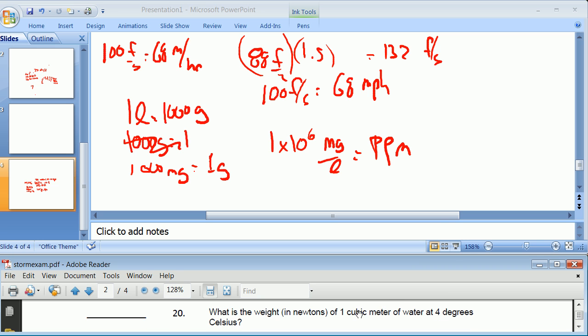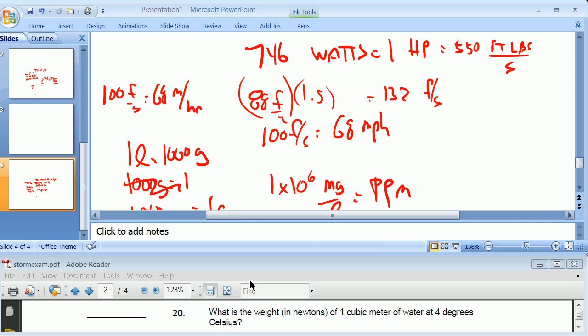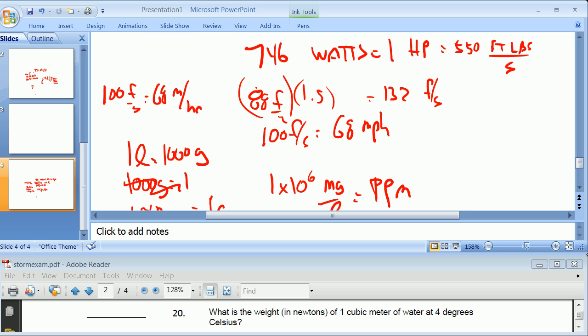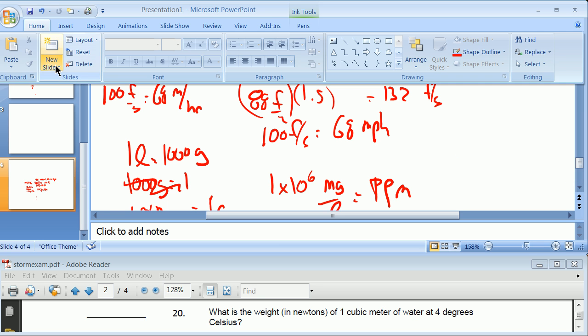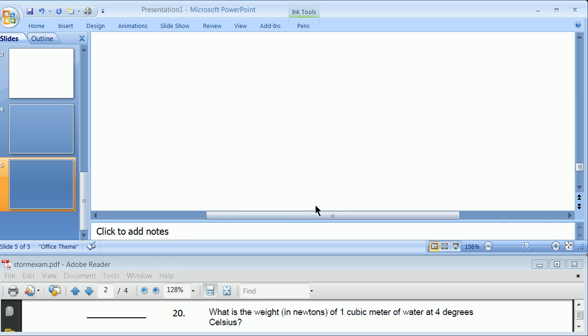The weight of 1 cubic meter of water is 1,000, and I'm going to go with it. The key word here is the underlying weight. The weight of 1 cubic meter is 9,800 newtons, not the mass, the weight.